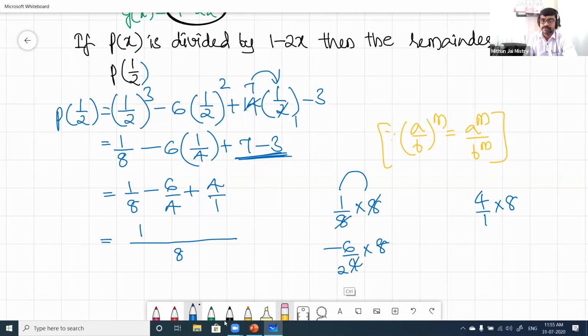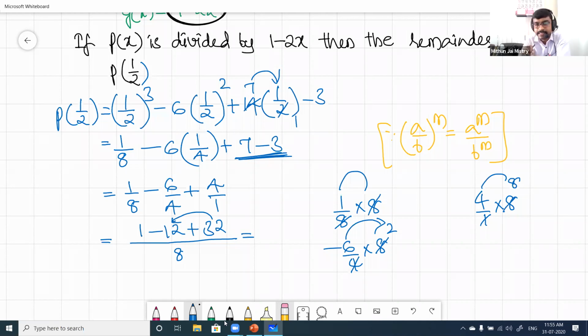This is 4 1s are 4, 2s are 4, 1s are 4. So minus 6 into 2, it will be minus 12, plus 1 8s are 8, so 4 8s are 32. So plus 32. So finally, 32 minus 12, 32 minus 10 is 20. Sorry, 20 plus 1, it will be 21. So be careful with plus and minus. So it is 21 by 8.